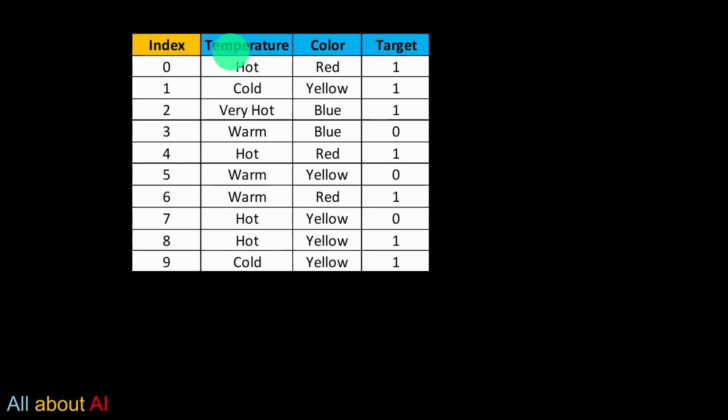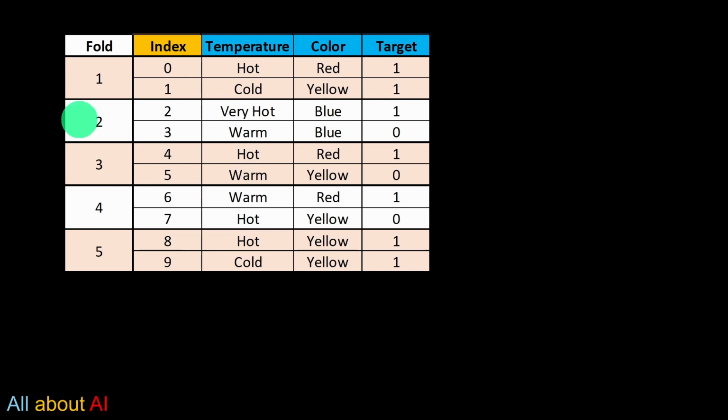So we have the dataset with temperature and color, 10 rows. This is ordinal, this is nominal. We have hot, cold, very hot, and warm. Here we have red, yellow, and blue as categories. Now, one way is we split it into 5 folds: 1, 2, 3, 4, 5. For explanation purposes, I am just using 0, 1 as fold 1, but usually it will be randomly set, which means 0 could be in 1 and 8 could be in 1. And it depends on the setting that we use at the time of training.